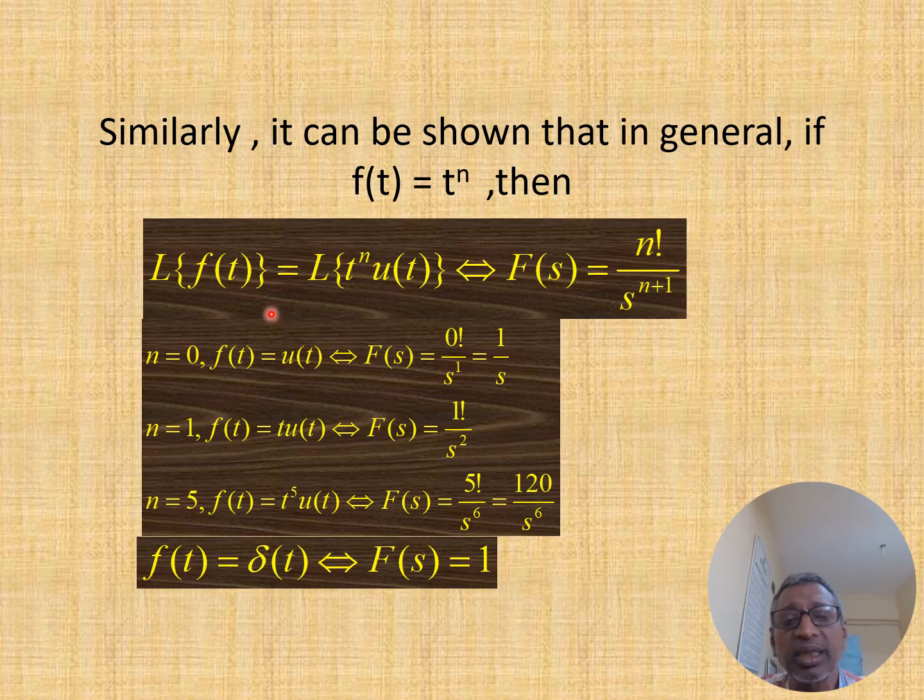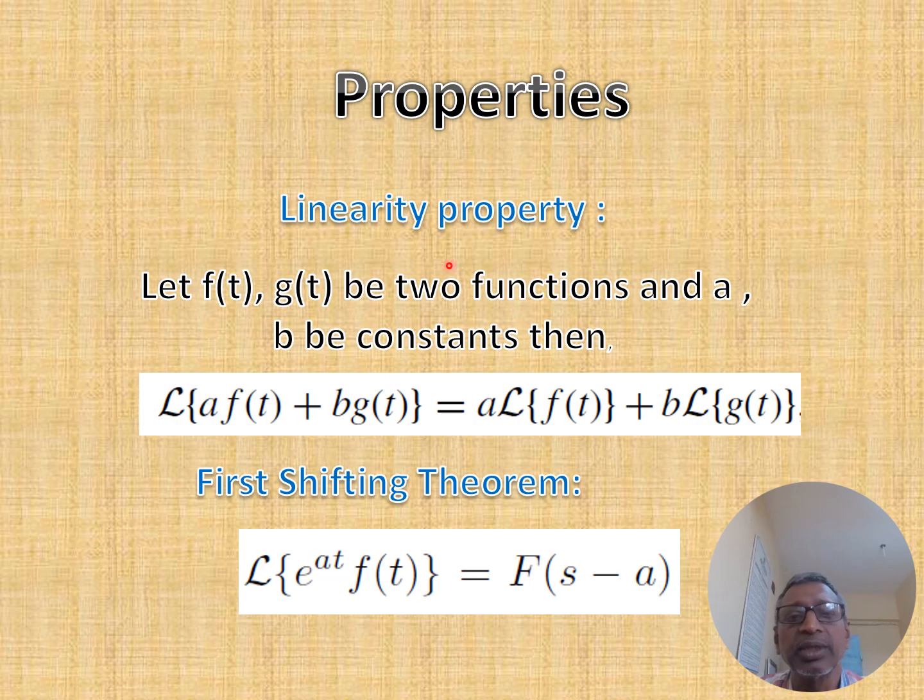Similarly, we can show that the transform L of t power n is nothing but n factorial by s power n plus 1, and so on. Next property. So you have the linear property and the first shifting theorem. The linear property is: if f of t and g of t are two functions and a and b are constants, then L of a into f of t plus b into g of t is equal to a into L of f of t plus b into L of g of t. And the shifting theorem is L of e power at into f of t is equal to f of s minus a, that is, a function of s minus a.